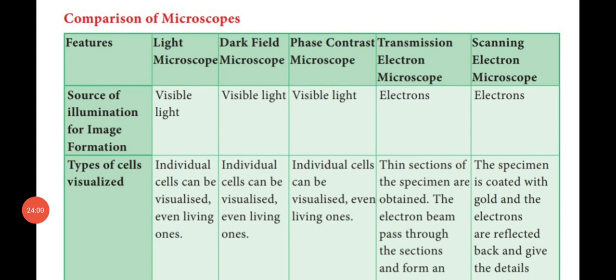Dear students, by using the transmission electron microscope, we are able to see the detailed structure of viruses, because viruses are the smallest microorganisms, as well as mycoplasma and cellular organelles. The magnification of the transmission electron microscope is 1 to 3 lakh times and the resolving power is 2 to 10 Angstrom. Next, we are going to see a comparison of microscopes.